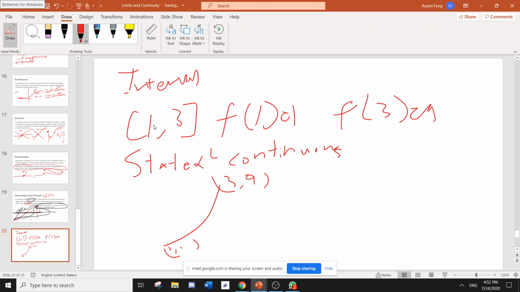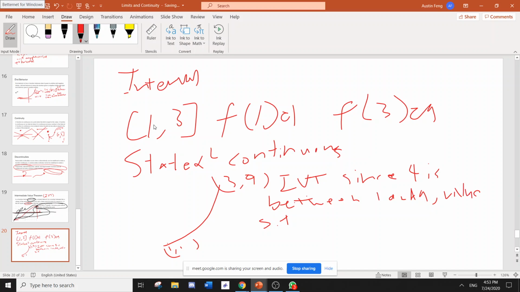So by IVT, since 4 is between 1 and 9, there must be a value such that x squared is equal to 4. And obviously we know it's equal to 2, but you need to state that x squared is continuous.